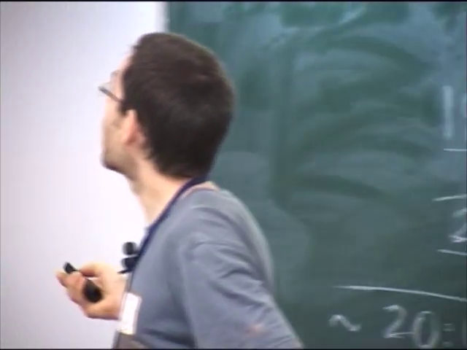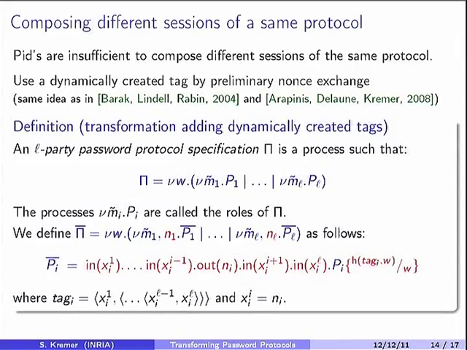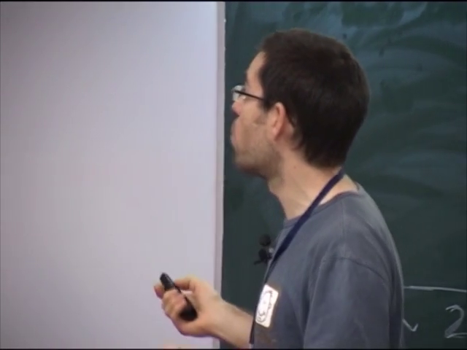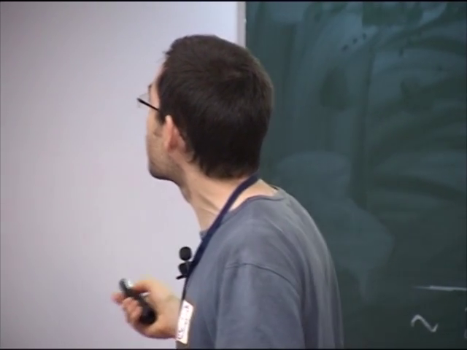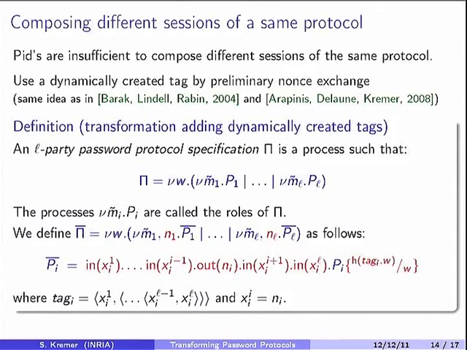Let me be a little more precise on what a protocol is, to be able to talk about sessions. If I have a protocol pi here, I'm supposing that it is actually L different protocols run in parallel, which are the different participants of the protocol. We refer to them as the roles of the protocol. Now I will transform this protocol pi into what I'm calling pi bar. At the beginning of the protocol, each role will generate a fresh nonce, N1 to NL, and they make a round of nonce exchanges.